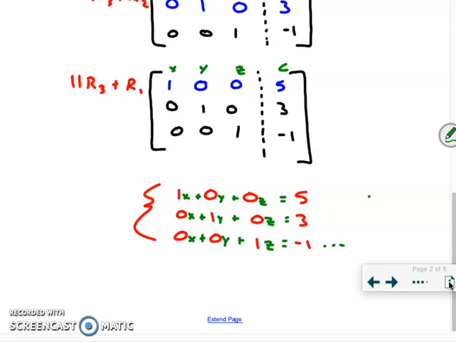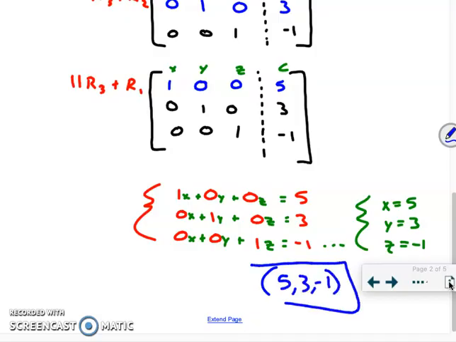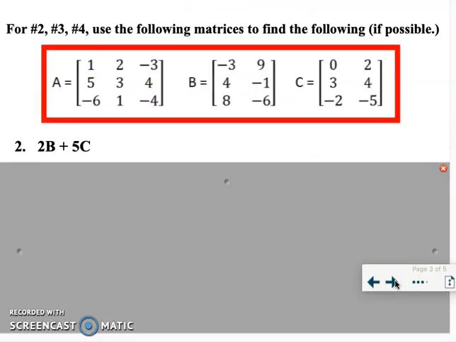Thinking about what all of this cleans up to, getting rid of all those 0 y's, x's, and z's, it's going to say that x is equal to 5, y is equal to 3, z is equal to negative 1. And the way that we would write this out, of course, is as an ordered triple, 5, 3, negative 1 for our final solution. On to the next problem then.